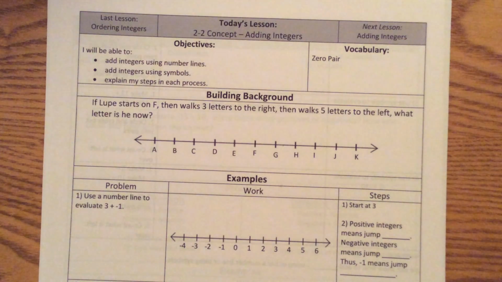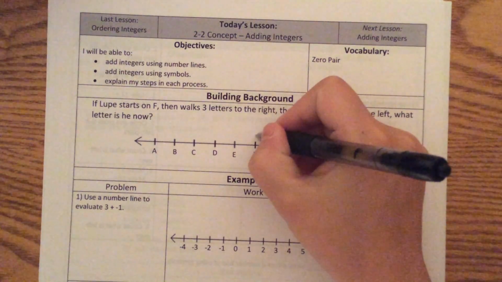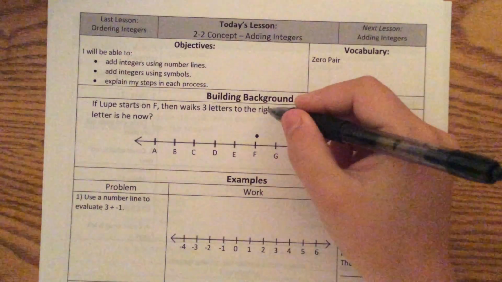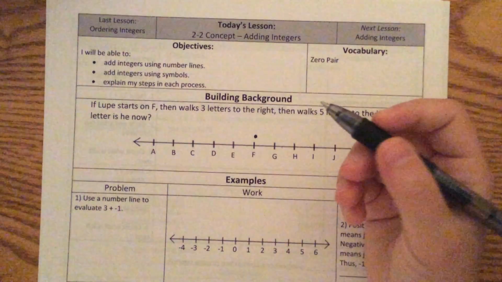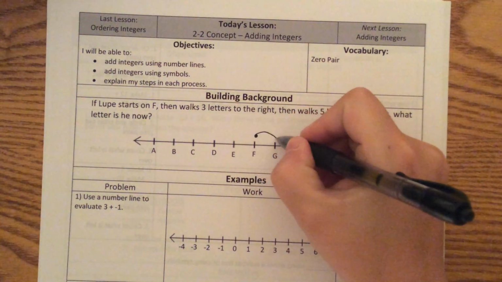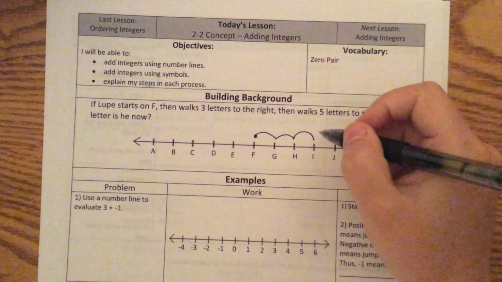Alright, so we're back on these notes. It says for building background, if Lupe starts on F, then walks 3 letters to the right, then walks 5 letters to the left, what letter is he on now? So Lupe is going to start on F, so we're starting here, and he's going to walk 3 letters to the right. To the right means this way. So I'm going to go 1, 2, 3. So he's on I.